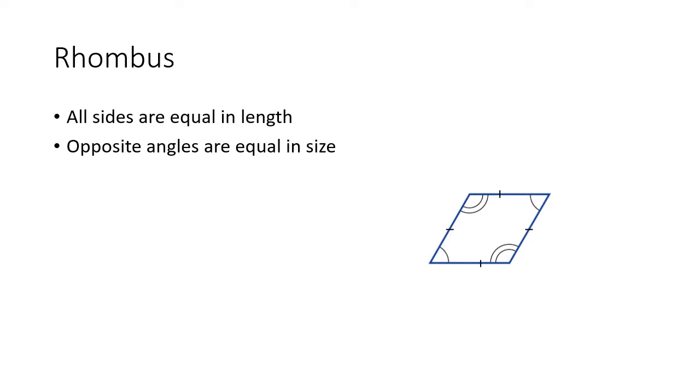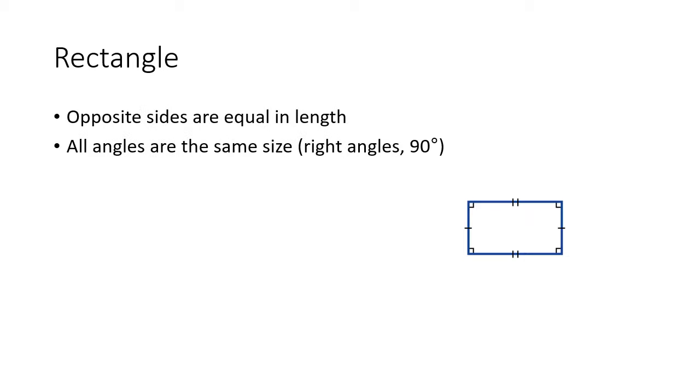Then a rhombus is essentially the same as a parallelogram, but all sides are equal in length. You can see that all four of our sides are equal, but our angles are still in pairs of equal angles. A rectangle is like our parallelogram, but we're changing the shape by adjusting the angles to 90 degrees. We still have opposite sides that are equal to each other in length, but all the angles in the rectangle are right angles, so 90 degrees.